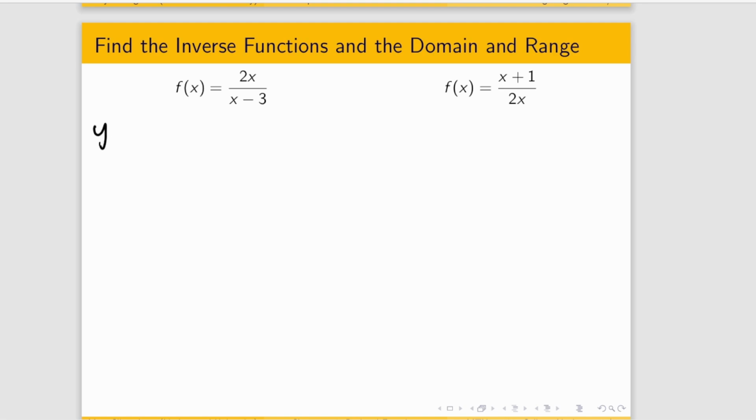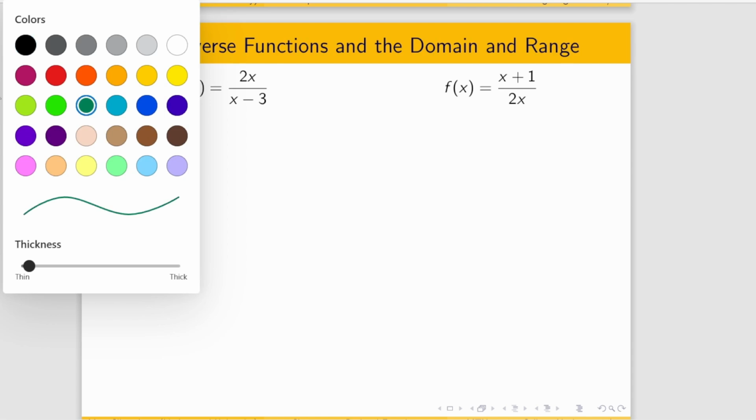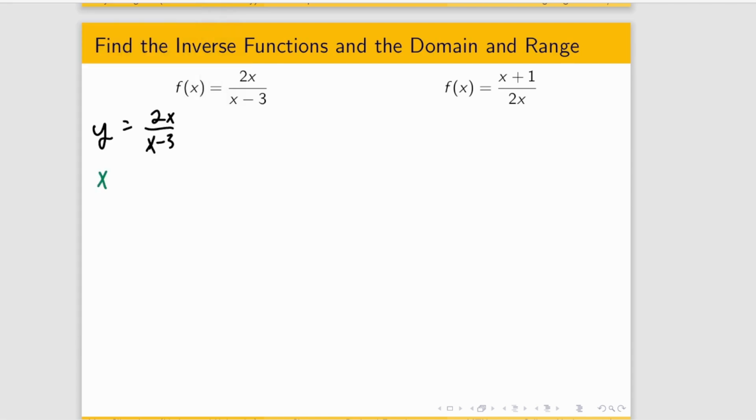So recall, our first real step will be replacing x and y, flip-flopping. As a first optional step, replace f of x with y just to orient yourself. Then as the first non-optional step, you switch all y's with x's, and all x's with y's. And then your goal is to solve for y.